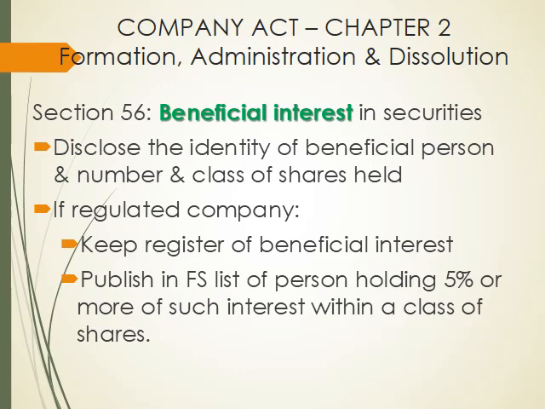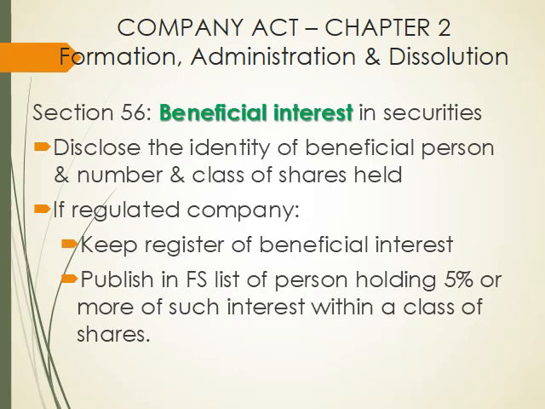Section 56 talks about beneficial interest in securities. This is where one person acquires shares on behalf of another person, or a company acquires shares on behalf of someone else. The section requires that the identity of the beneficial person, the person who receives these shares, the beneficiary, needs to be disclosed. The identity as well as the number and the class of shares that is held.